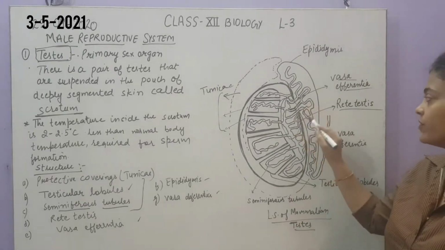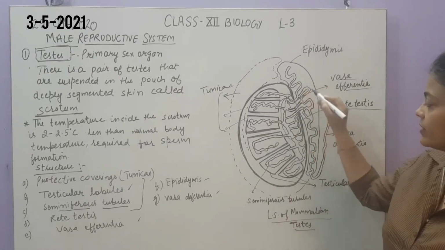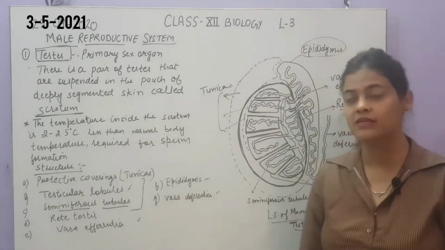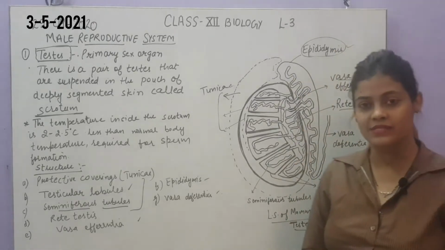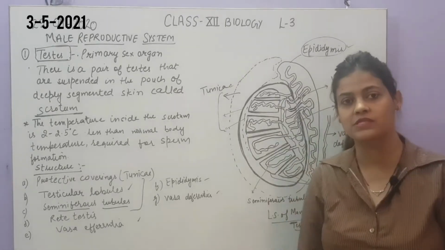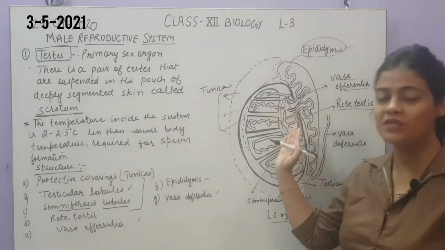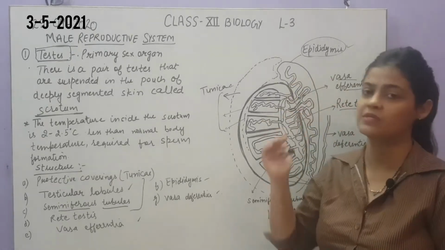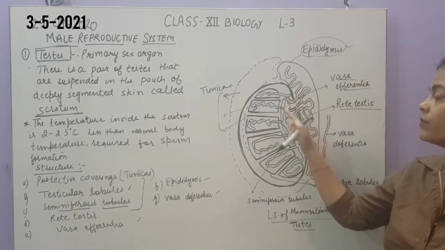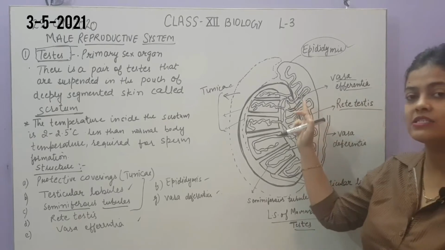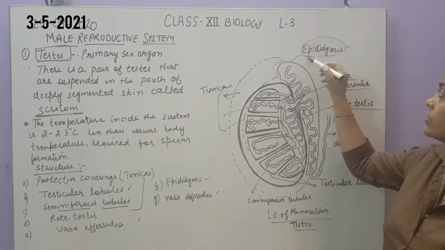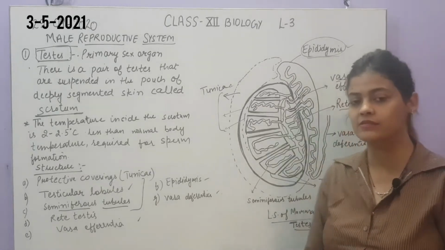Now all these vasa efferentia will be connected with each other in the structure called epididymis. This is called epididymis. So epididymis will help to store the sperms. When the sperms are coming from the seminiferous tubule, they will be stored in epididymis for a while till they are released through the vasa deferentia. So is it clear? Now from rete testis, tube-like structures called vasa efferentia arise, which together will be collected into this structure called epididymis.